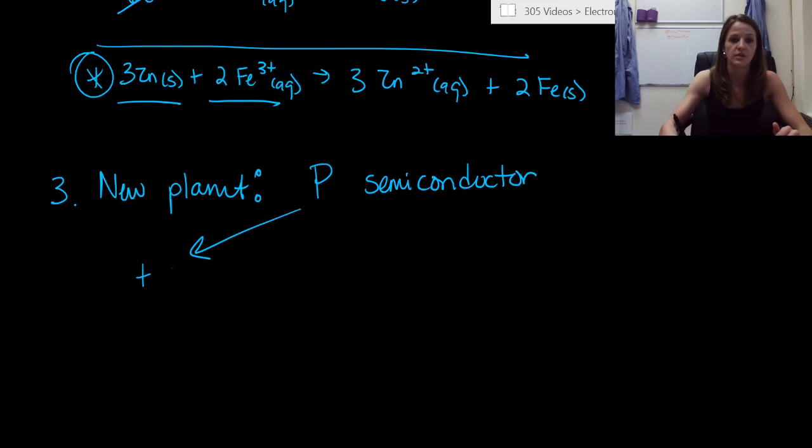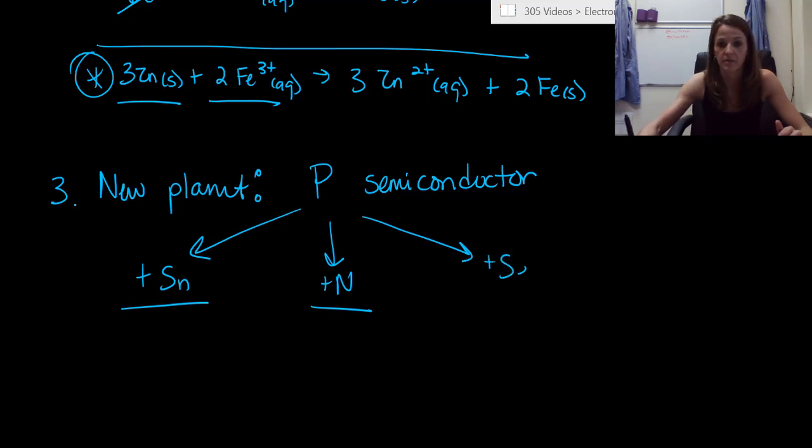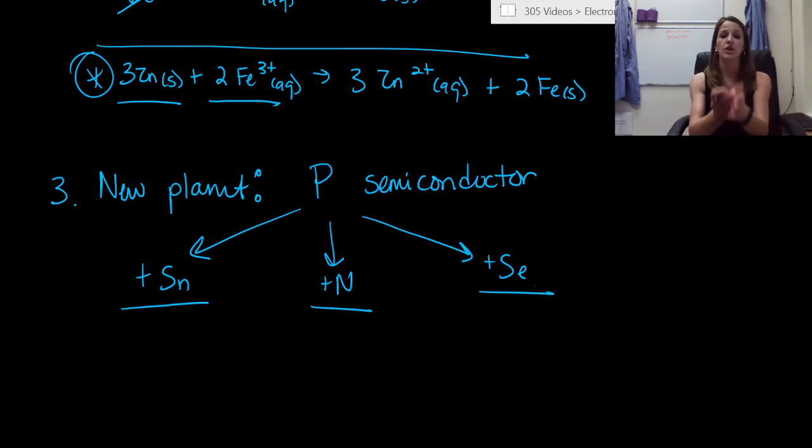The first thing I'm going to do is add tin. The second thing I'm going to do is add nitrogen. And the third thing I'm going to do is add selenium. So now we have 3 different samples, 3 different beakers. We're keeping everything separate. This is not all at the same time. So I want to know, when I dope my P semiconductor with tin, what happens? Is it an N-type or P-type? When I dope my P semiconductor with N, is it P or N? When I dope my P semiconductor with selenium, Se, is it a P or an N-type semiconductor? So you have 3 different questions. Go.